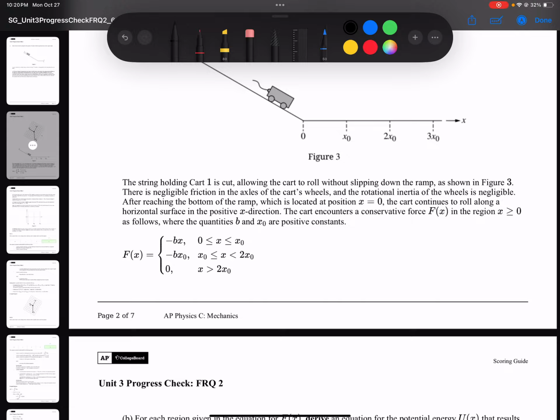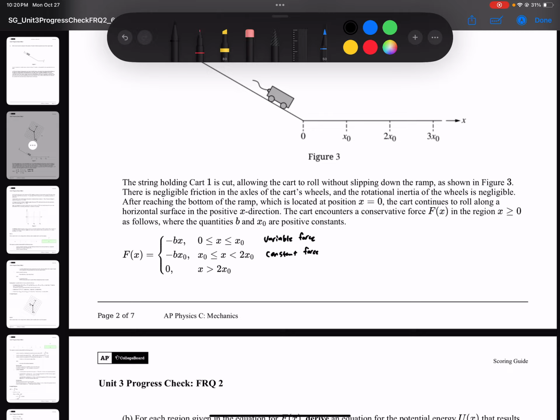So here, something to clarify, I have a force function that from the region of 0 to x naught is equal to negative bx. All right, so in this region, it's a variable force, right? So the force starts off at 0 when x equals 0, and that force increases from x equals 0 to x naught. So it's kind of like acting like a spring, right? A spring has the same kind of equation, negative kx. So there's a variable force during the first region. Then during the second region, it's a constant force, right?